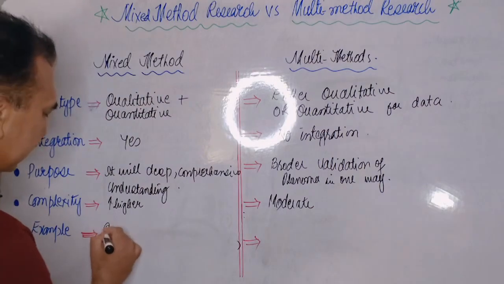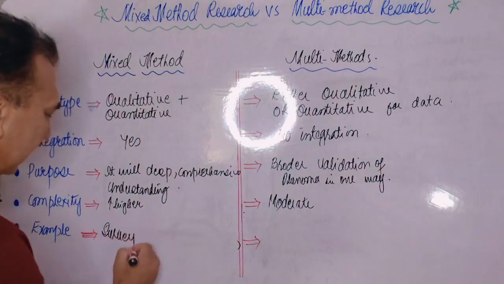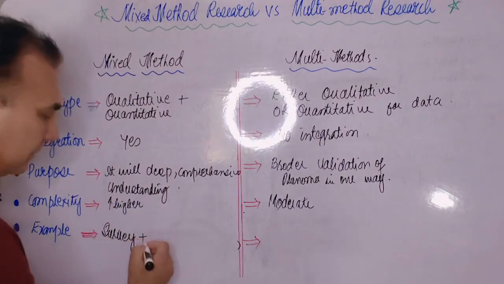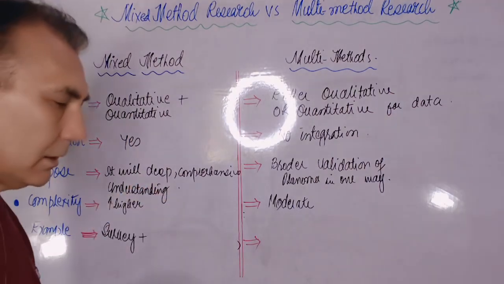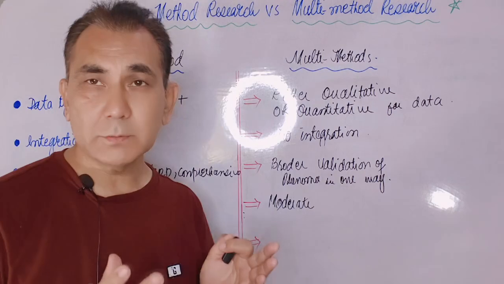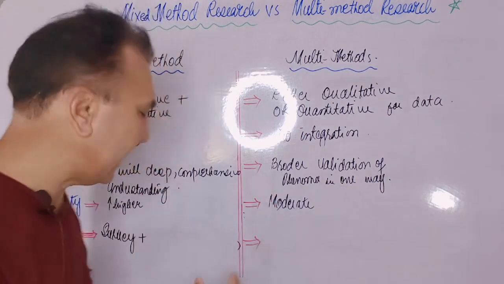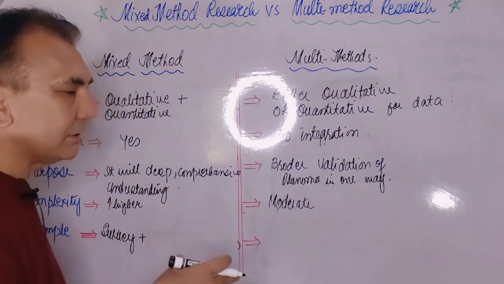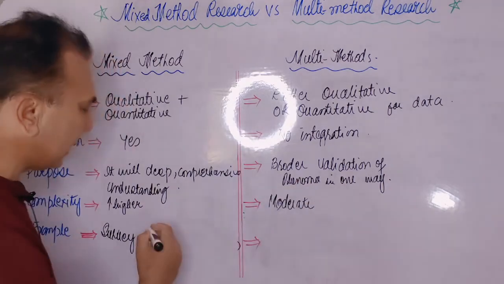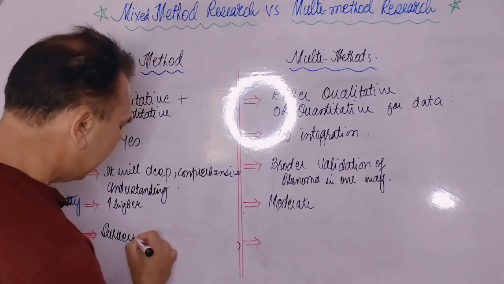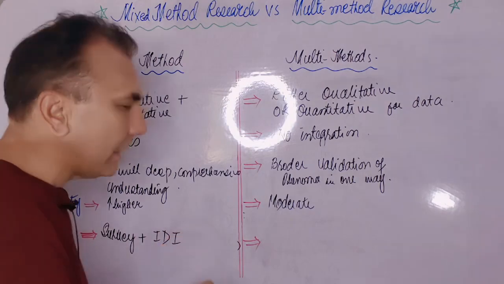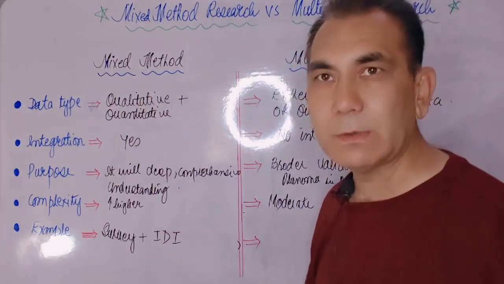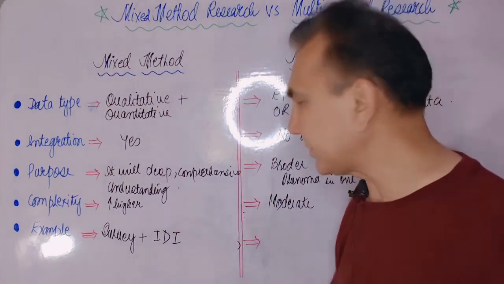The example is, as I explained earlier, in the first part he conducts the survey to collect the magnitude of postpartum depression among childbirth women, and in the second part he assesses the feelings and emotions of the women who have gone through the childbirth experience or postpartum depression. The second part is he conducts IDIs and depth interviews about the experiences of those women who have come across postpartum depression.